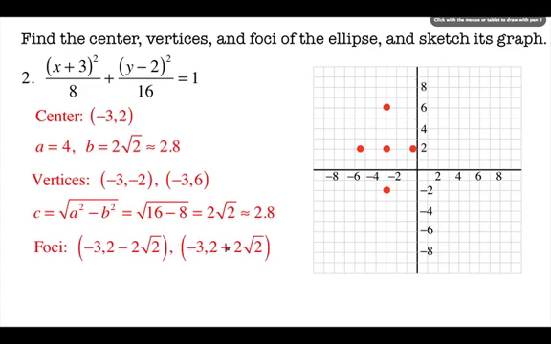So all I'm doing, from here I go up to the y value of 2. I add 2 radical 2, and also to the y value of 2 I subtract 2 radical 2. So that's why I come up with these coordinate values for the foci, and then once I graph them, this is what I get. Let's go to the next slide.